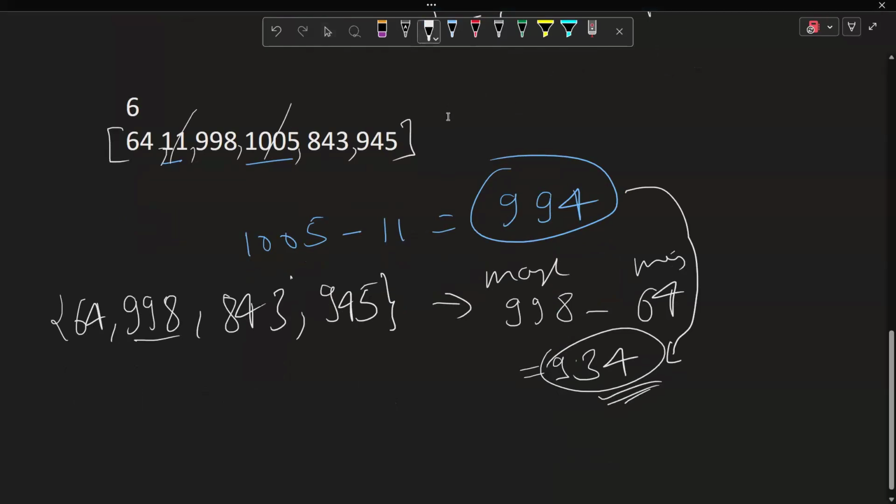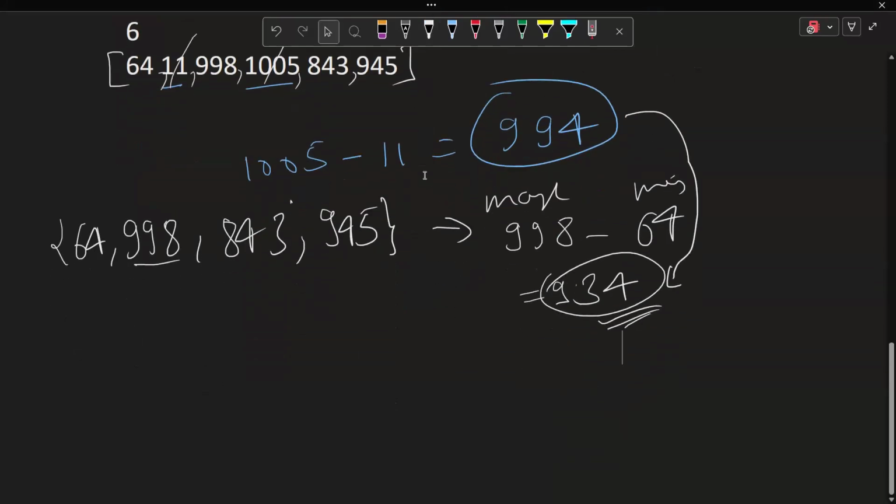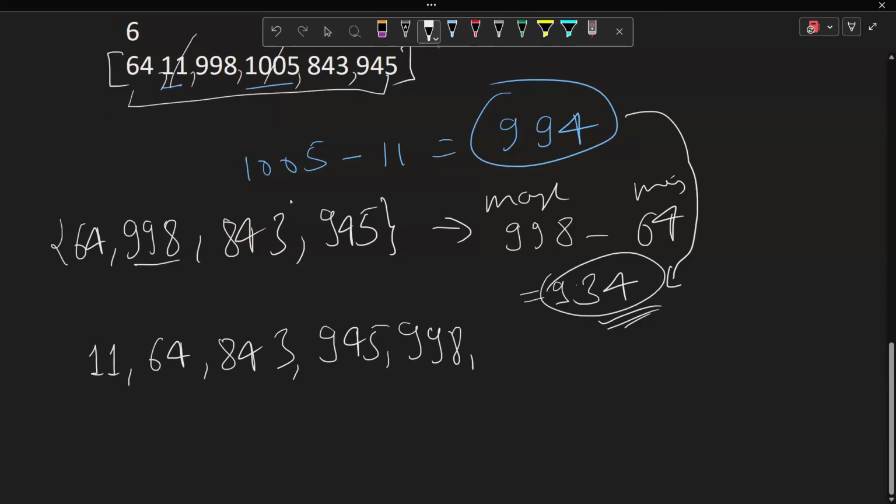So what would you do? It's very simple. The first thing you would do is sort this array. If you sort this array, then you can look at the elements in a cleaner way so that you can decide what you need to do. So let's suppose we sort this array. It becomes 11, 64, 843, 945, 998, and 1005. This is the array we get after sorting.